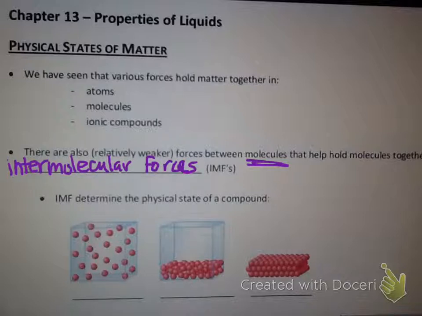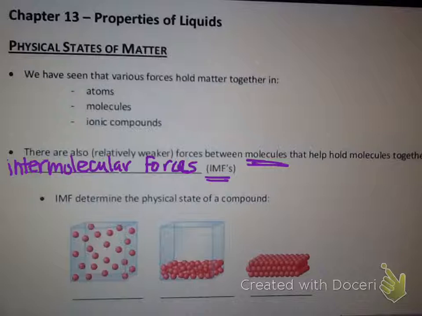During this chapter, if I ever refer to an IMF, or I write IMF down, I'm referring to the term intermolecular force, which you probably read about already in your text. I'm not going to go over that in a lot of detail. It's the forces that are between different molecules that hold them together.